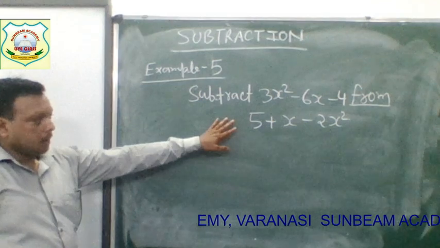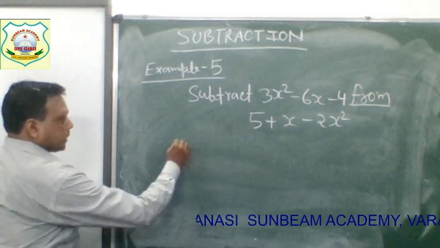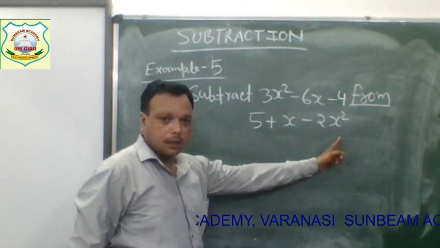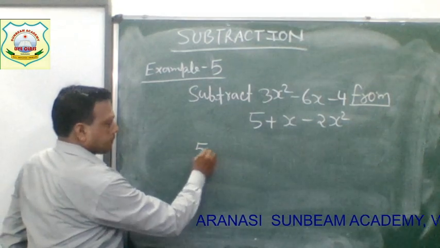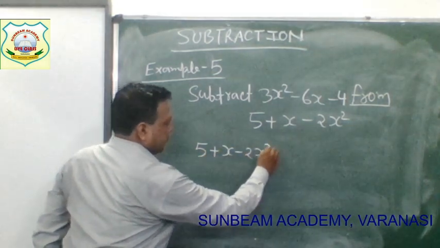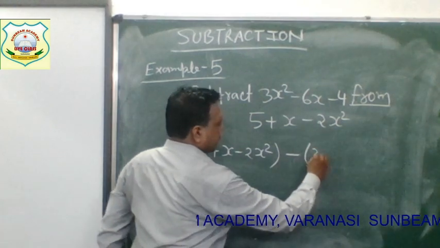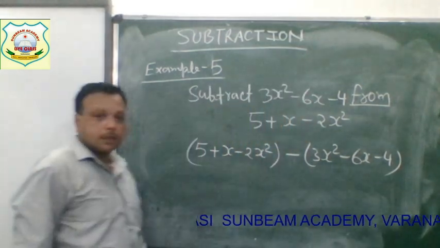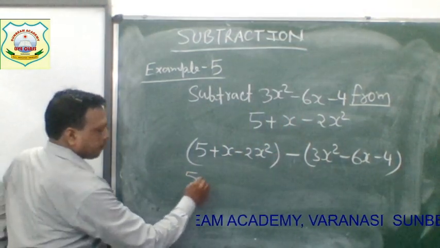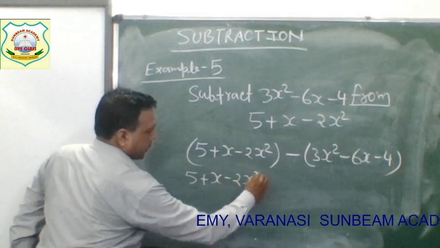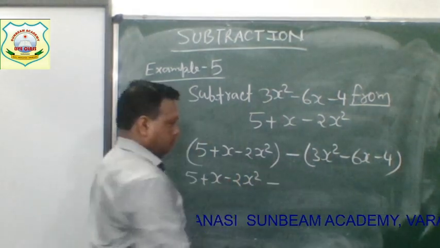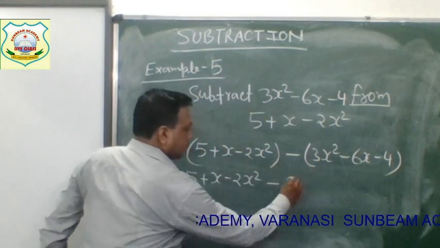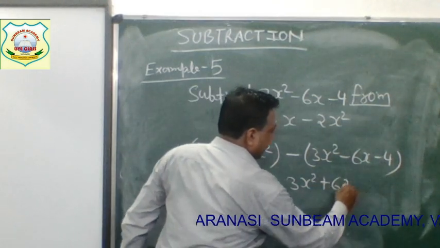We are doing this by the horizontal method. The from value we will write first: 5 + x − 2x². Then minus, and since the bracket is given, all signs will change: minus 3x² plus 6x plus 4.